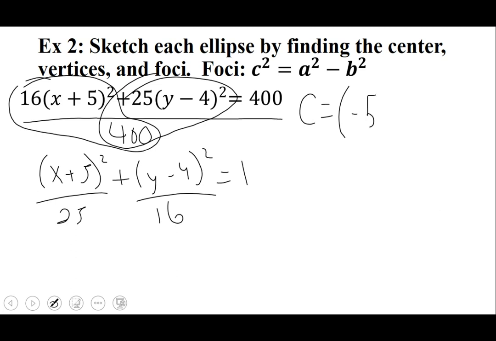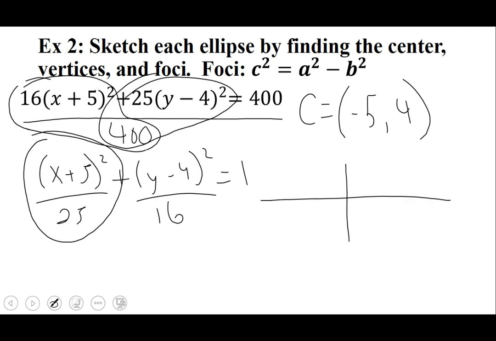So with the x's, you're going to get negative 5 and positive 4. That's going to be your center. Then you're going to look for the larger denominator. The fact that the larger denominator is with the x this time is how I know that this ellipse is actually going to be graphed from left to right.